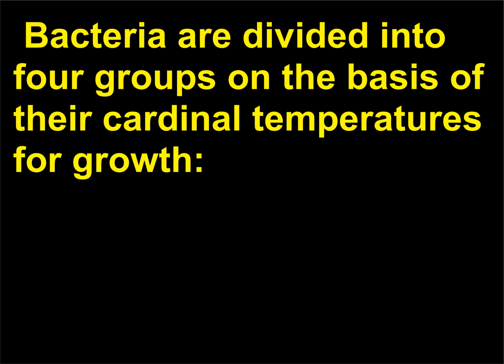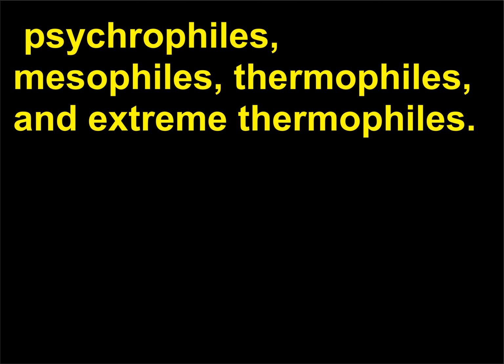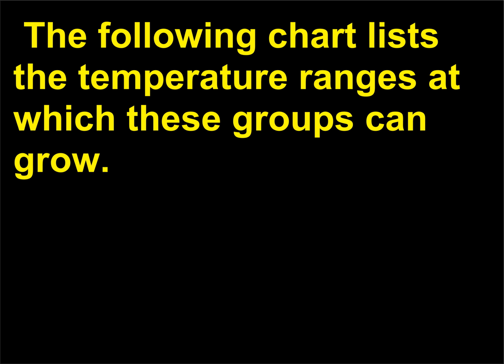for each microorganism and are collectively referred to as the cardinal temperatures. Bacteria are divided into 4 groups on the basis of their cardinal temperatures for growth: psychrophiles, mesophiles, thermophiles, and extreme thermophiles. The following chart lists the temperature ranges at which these groups can grow.